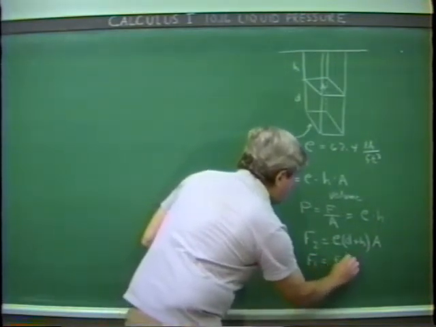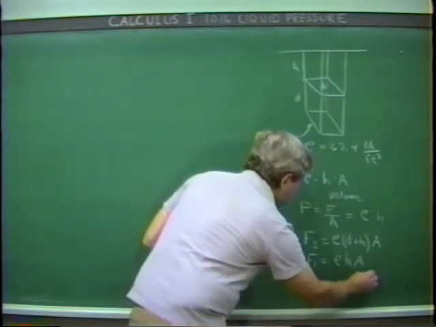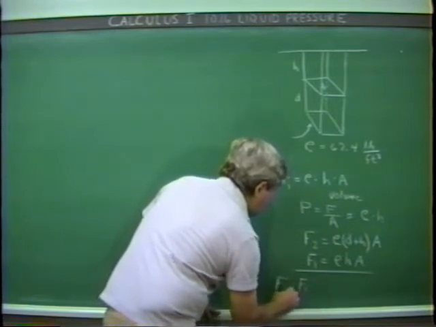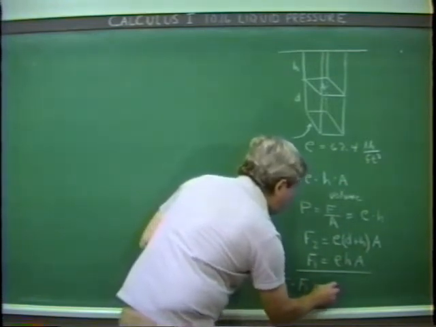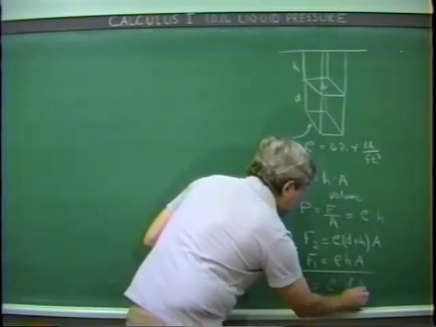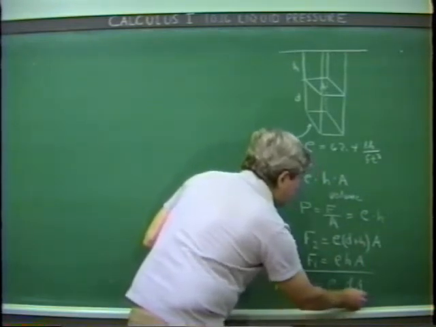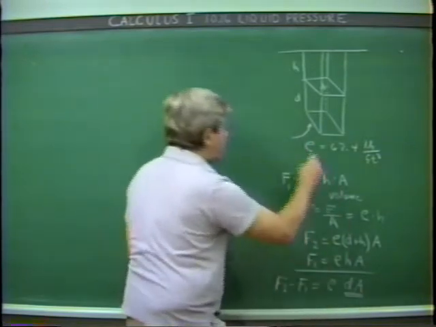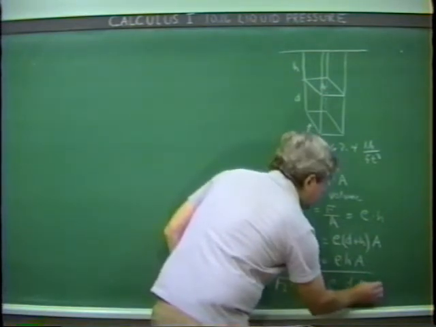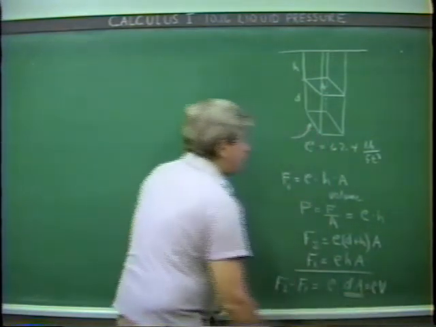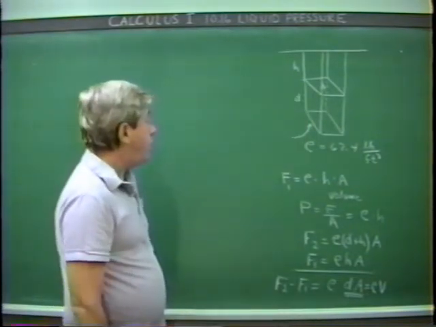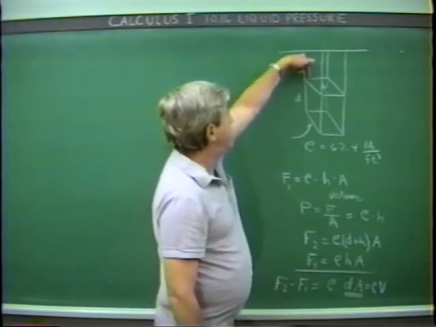And you can see that it's more than the force on the top. The difference between these two, if this one is F1, F1 is rho h a, and the difference, F2 minus F1, is equal to rho d a, which is this right here, d times a, the volume of the box. So this is rho times the volume.